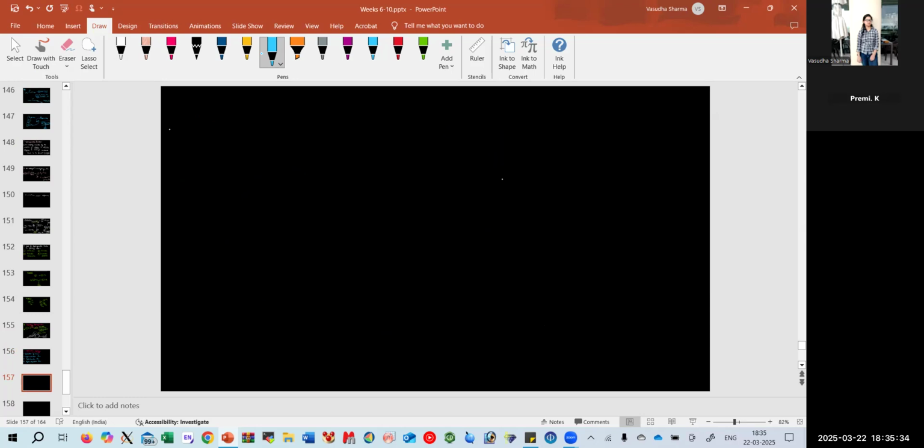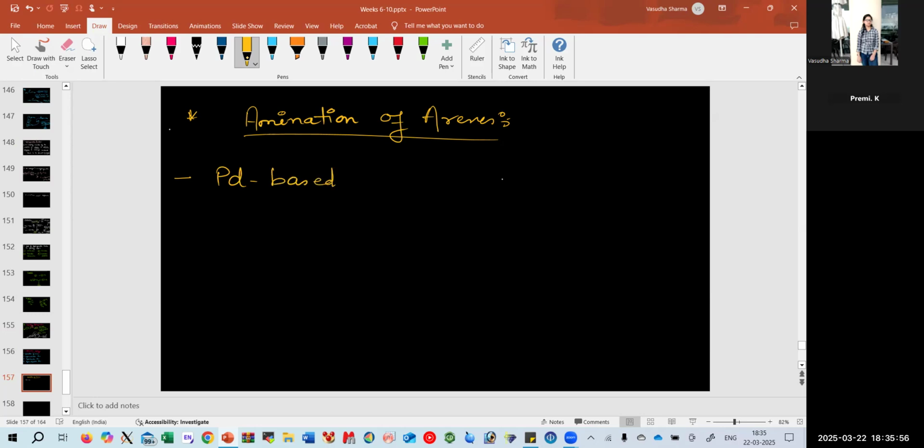So let's start with the amination of arenes. This also involves a palladium-based catalyst. And here the reductive elimination is the key step. So we can consider if you have any aryl group, it is bound with. So this is the last step of this reaction, which is the reductive elimination.